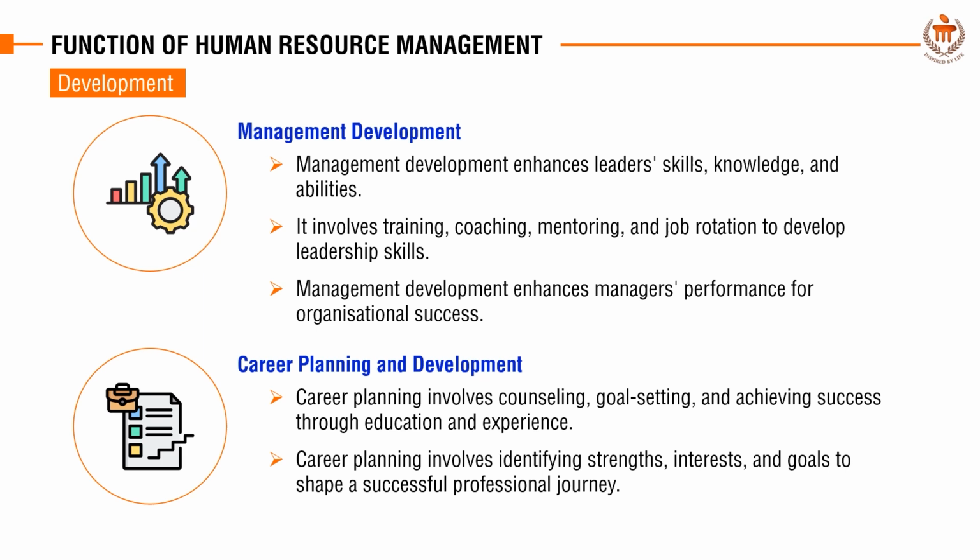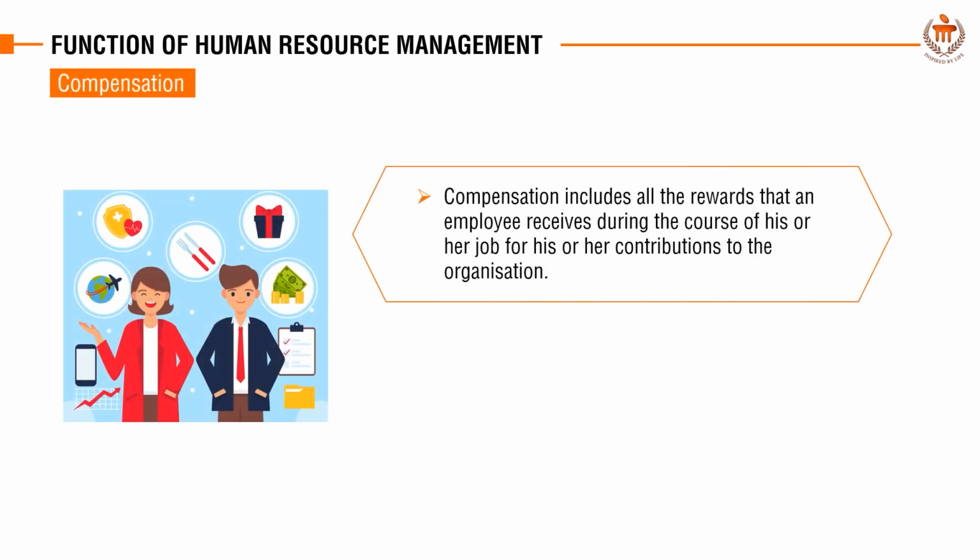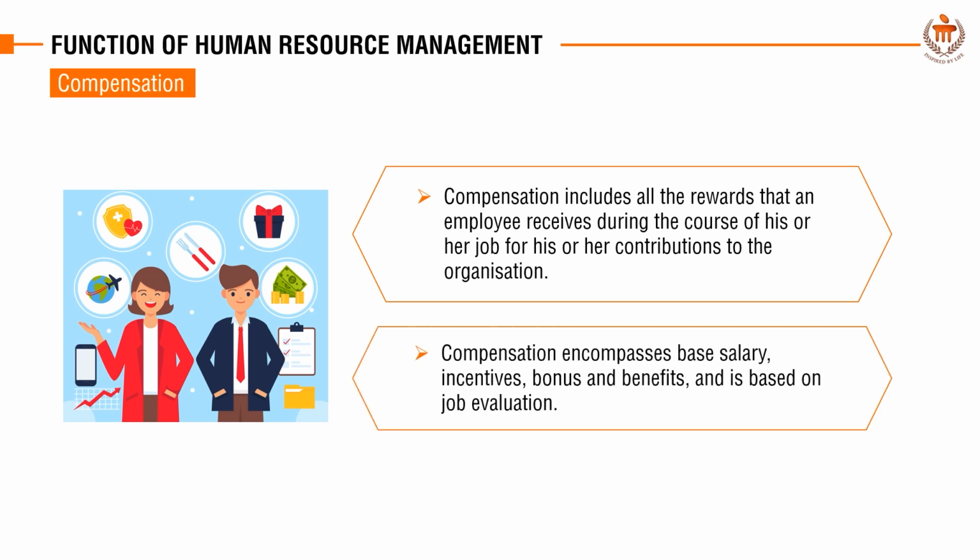By doing so, an individual can take control of their career path and work toward their desired future. If we talk about the next function among the operative functions of the HR department, it is compensation, which is the most important function, we can also say. Compensation includes all rewards that an employee receives during the course of their job. Was the employee given a contribution to an organization, and against that an employee gets? It's called compensation. Compensation encompasses base salary, incentives, bonus and benefits and is based on the job evaluation also.